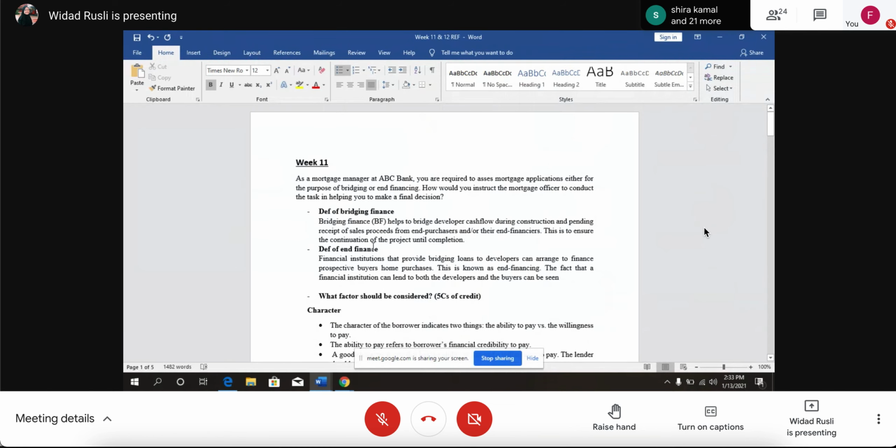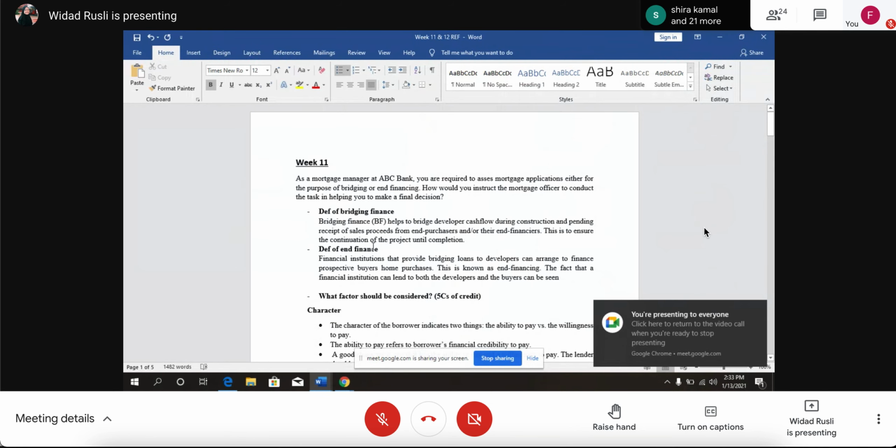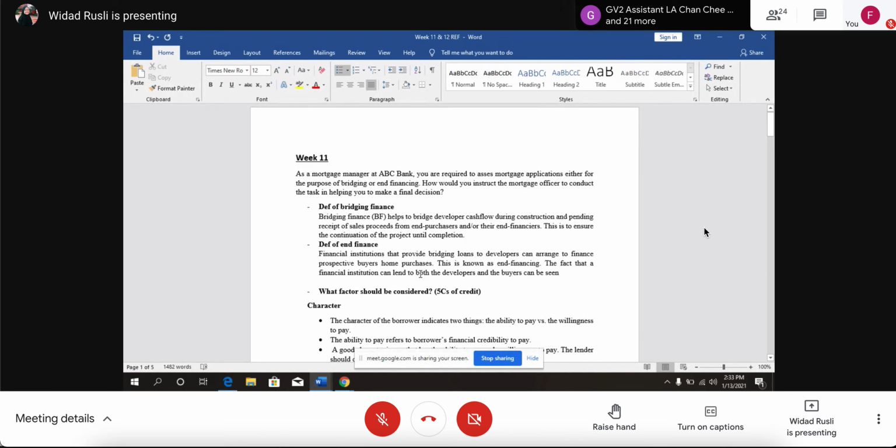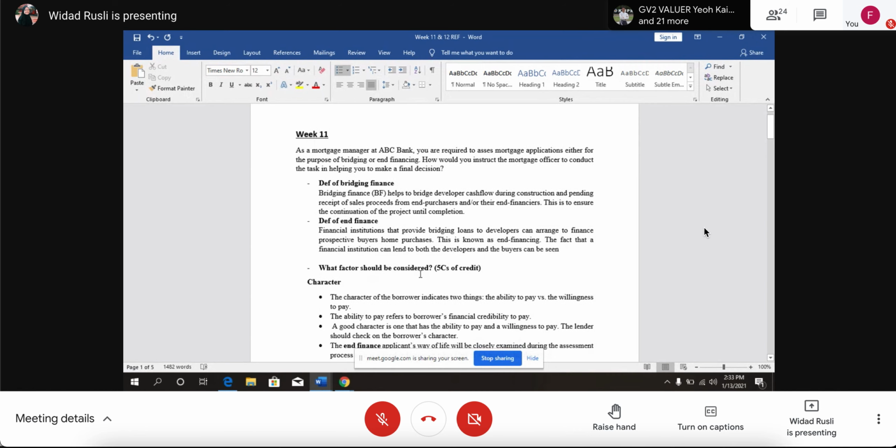Alright, so the definition of bridging finance: it helps to bridge developer cash flow during construction and pending receipt of sales proceeds from the end purchaser or their end financer. This is to ensure the continuation of the project until completion. For end finance, it provides loans to a prospective buyer for home purchases. The factor that should be considered is the 5 C's of credit, which is character.